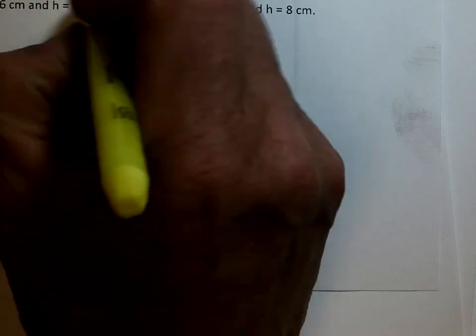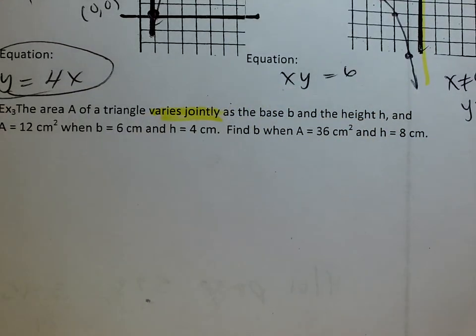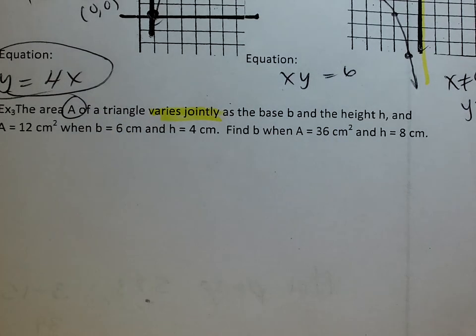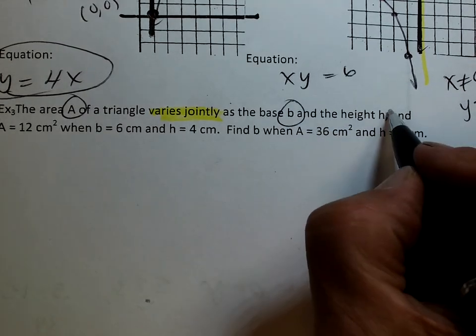Okay. So now, words. But let's not let the words bother us. So, a couple of keywords. First of all, varies. Okay, first keyword, varies jointly. So I need some more variables. First variable, I have A for area. I've got a B for base, and I've got an H for height.